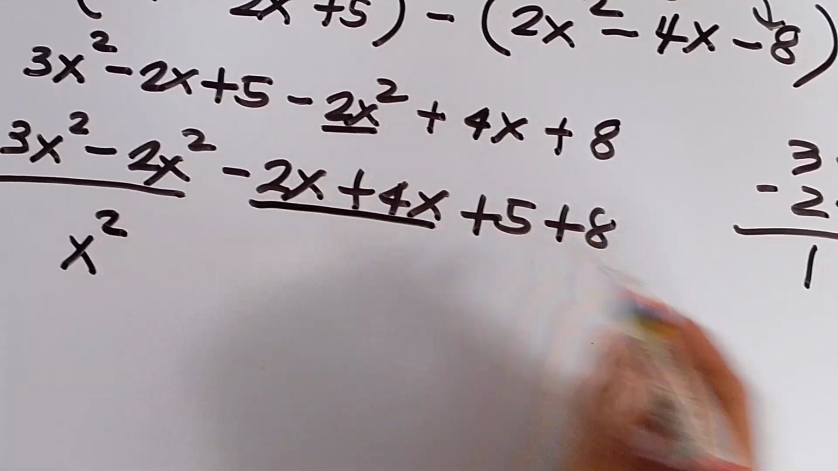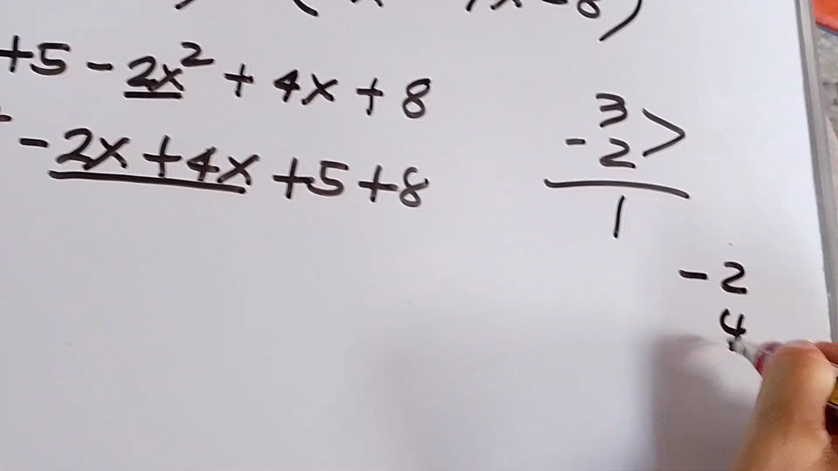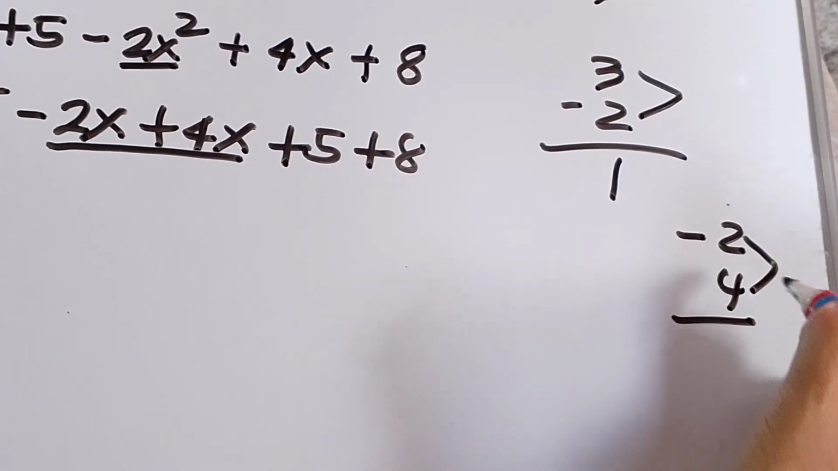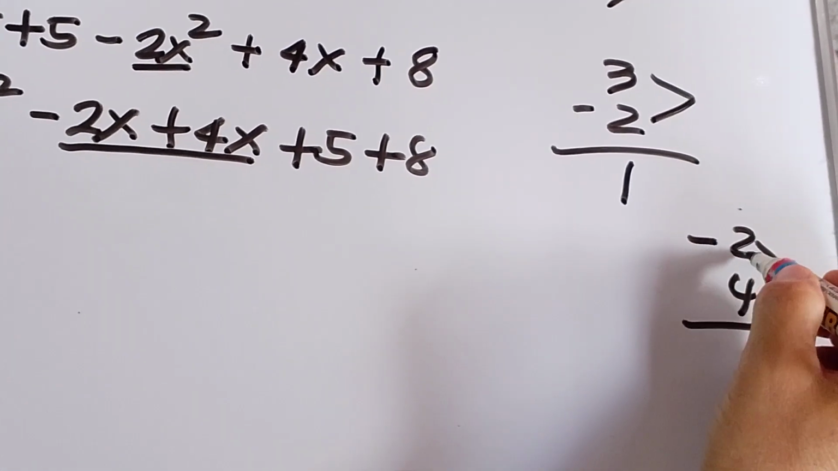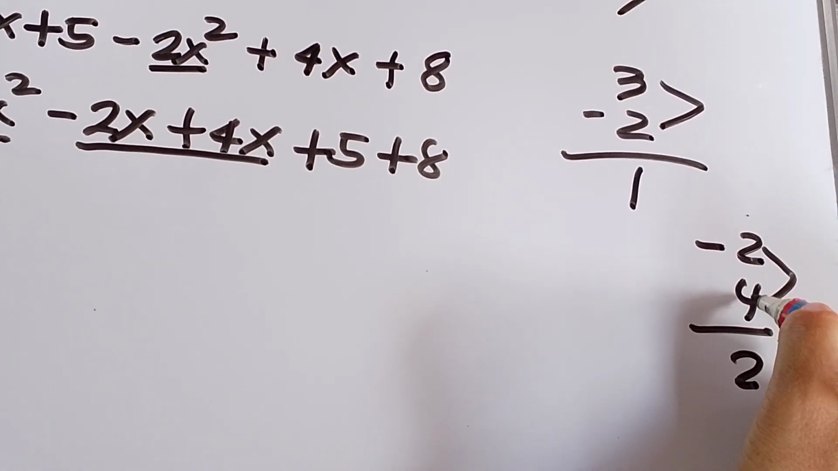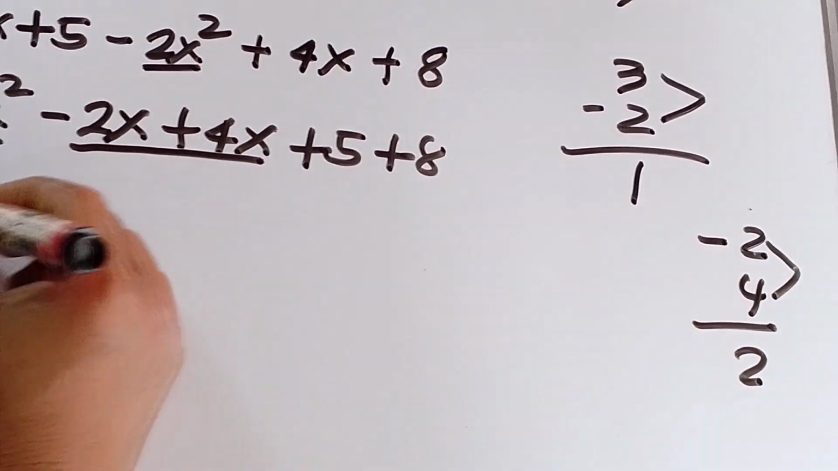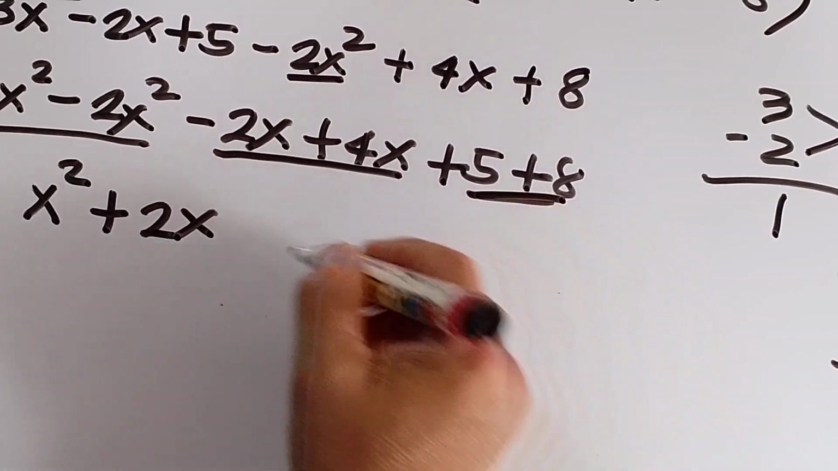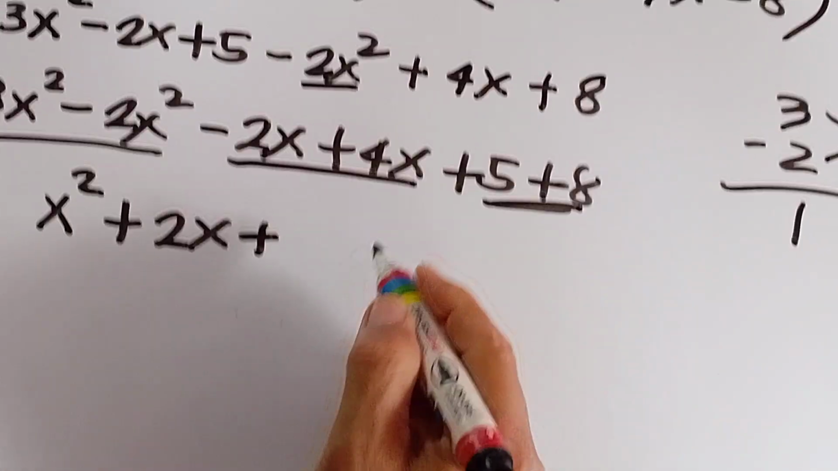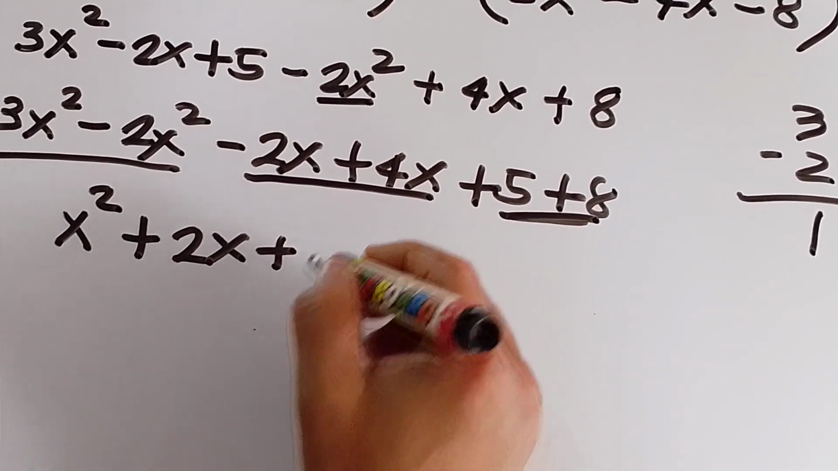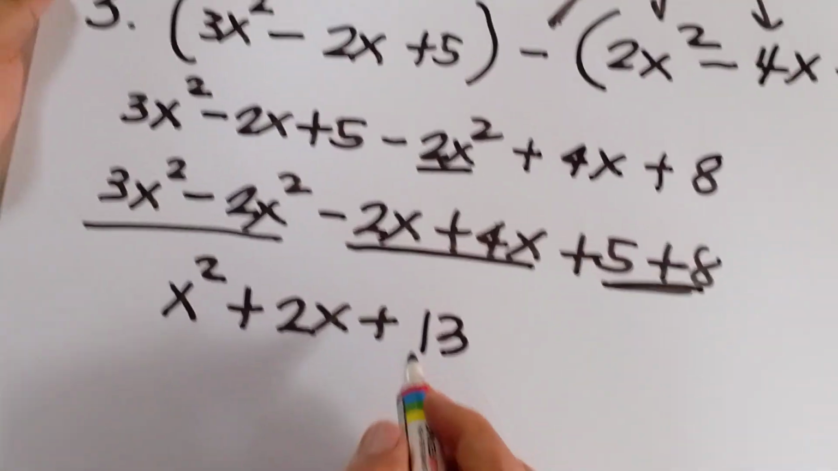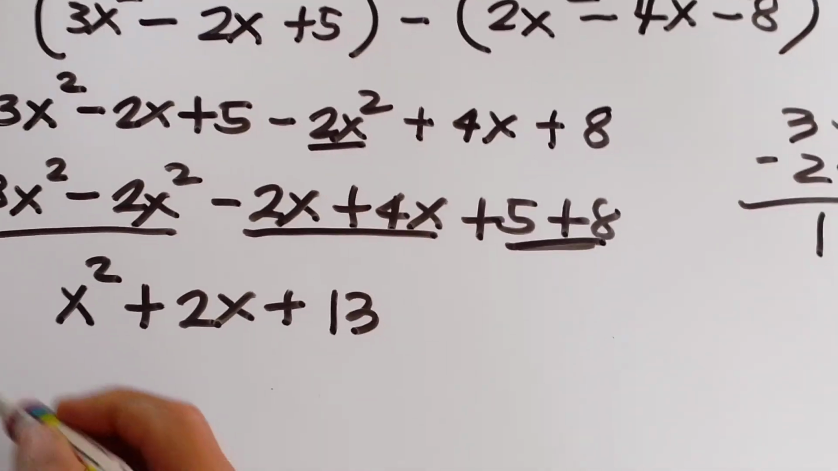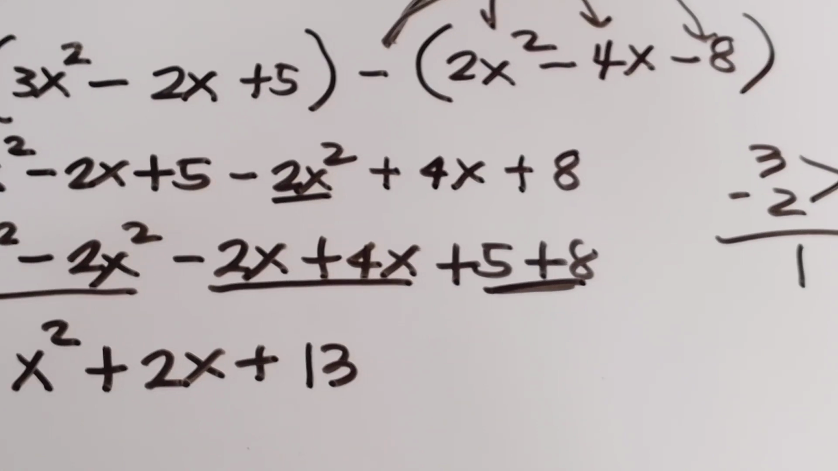And then look at this one. Minus 2 and then positive 4. This is unlike signs, so we will use subtraction. 4 minus 2 is 2. Since 4 is greater than 2, the sign must be positive. 2x. Then combine the same sign. Just add 5 plus 8 is 13. So that's the answer for number 3: x squared plus 2x plus 13. Now, let's proceed to number 4.